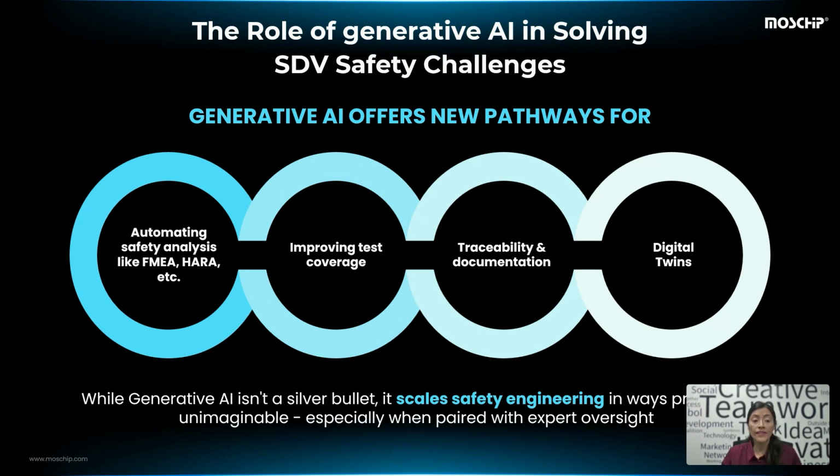Next, we have virtual testing with digital twins. AI can create a virtual copy of the vehicle system to test it safely on a computer before trying it on the road. This will help to catch failures earlier. Generative AI isn't perfect on its own. It needs human experts to check and guide. But when used well, it makes the safety process faster, smarter, and more scalable.